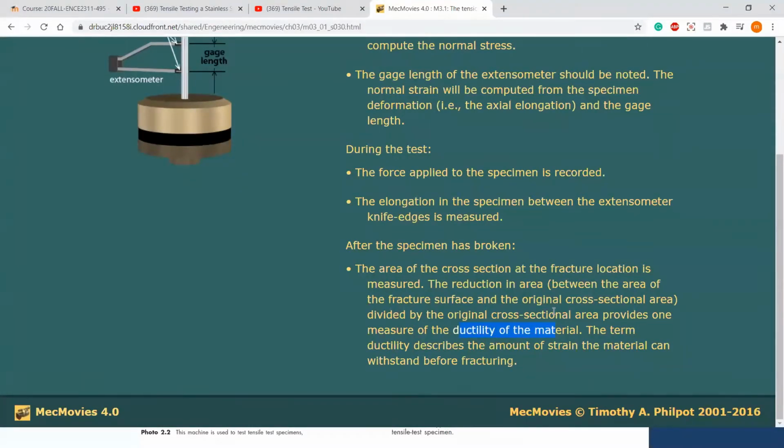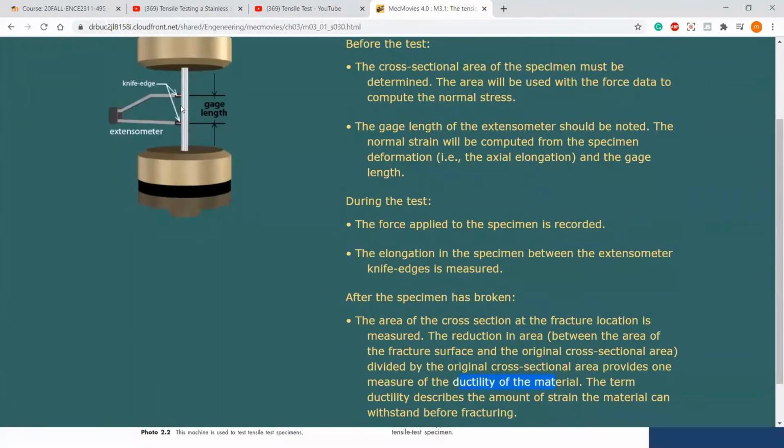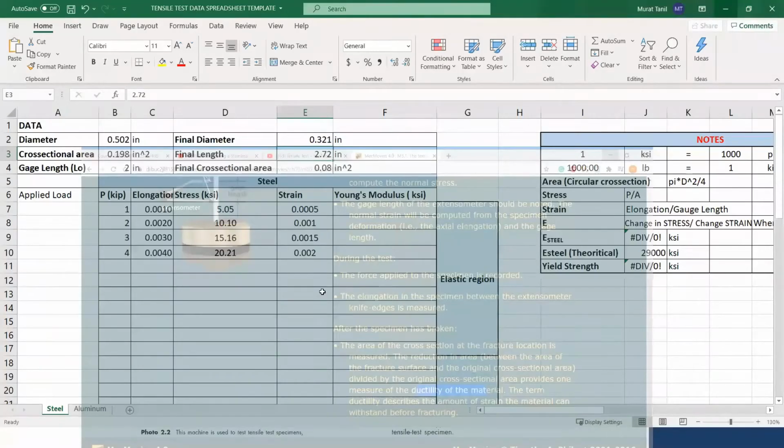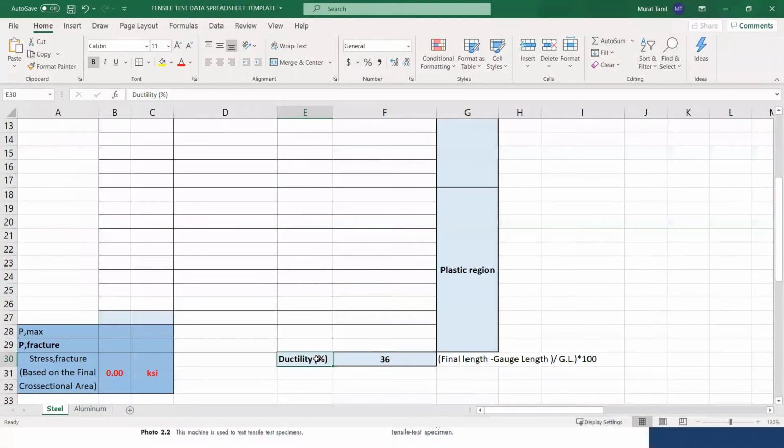You can either use the cross sectional area before and after, or you can use the length before and after to measure the ductility. So if you come to the spreadsheet again, you will see ductility. And in this case, I'm calculating the ductility using the final length minus gauge length divided by gauge length times 100, and it will give me the percentage, 36% ductility. I should perform this calculation for both specimens, steel and aluminum, and compare which one is more ductile, which one is more brittle.